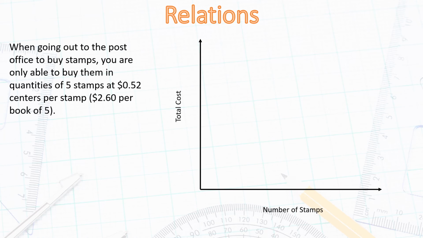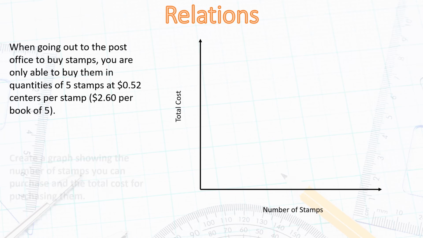All right, you're going out to the post office to buy stamps. You're only able to buy them in quantities of 5. So you go to a post office, you say like, I want a single stamp. Sometimes they're like, no, we sell them in books of 5. And stamps cost 52 cents per stamp. Excuse the typo there. So that'd be $2.60 for 5.